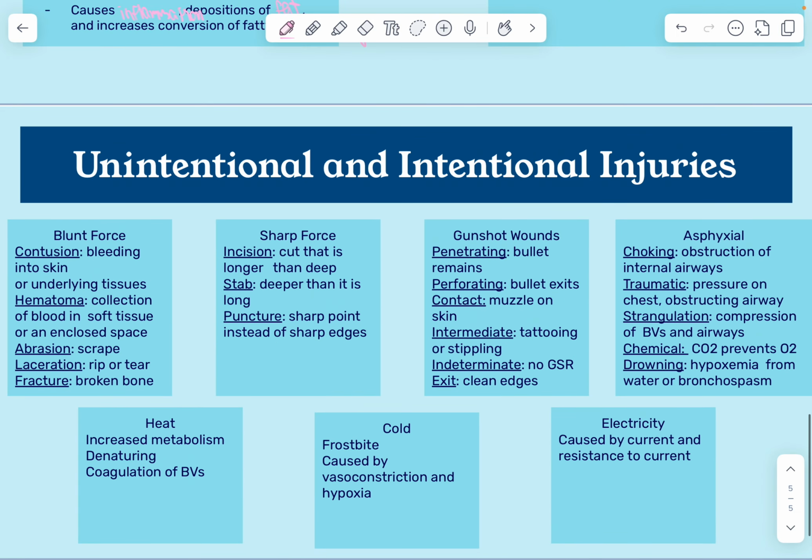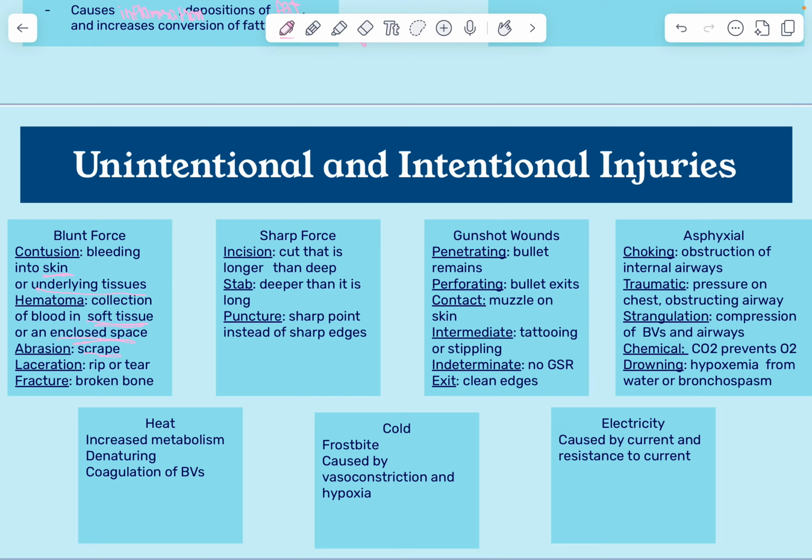So now unintentional and intentional injuries. So the blunt force injuries, these are going to be the result of application of mechanical energy which results in tearing, shearing, or crushing of tissues. And this is mostly caused by motor vehicle accidents and falls. So first, contusions are caused by bleeding into the skin or underlying tissues. Hematomas are caused by the collection of blood into soft tissues or enclosed spaces.